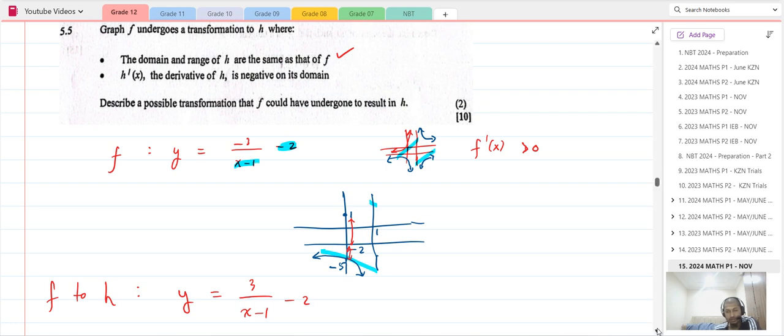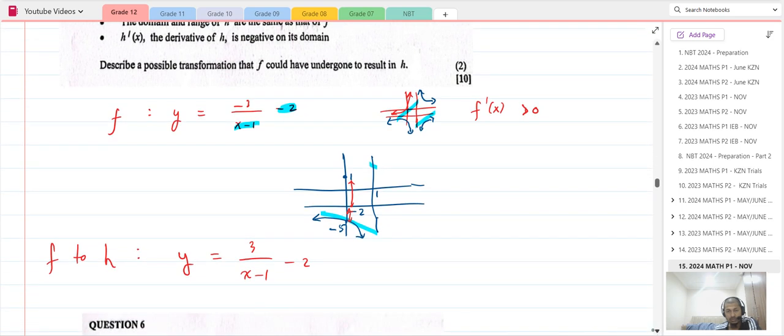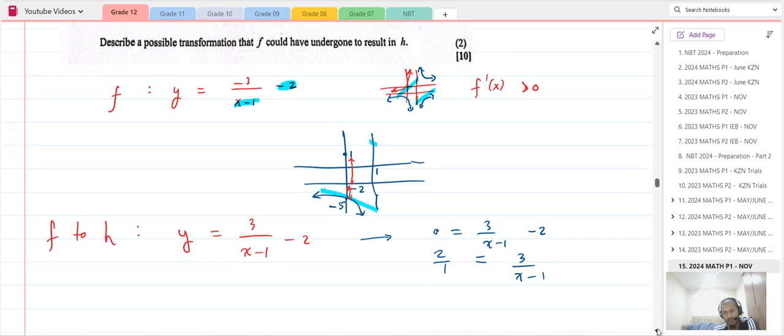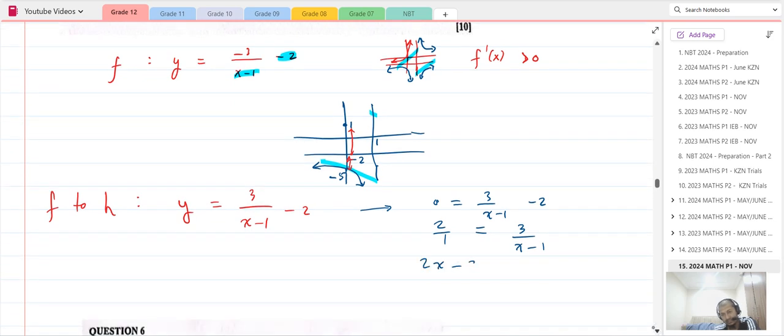What about the x-intercept? If I make y 0, 0 equals 3 over x minus 1, minus 2. Take the 2 over, we're getting 2 equals 3 over x minus 1. I just want to solve this. It's a little bit challenging, right? Now cross multiply, we're getting 2x minus 2 equals 3, so x equals 5 over 2, which is 2.5.